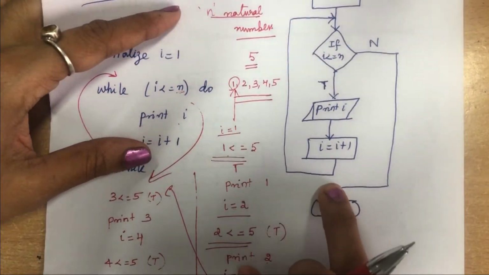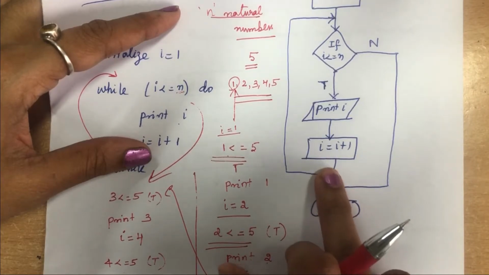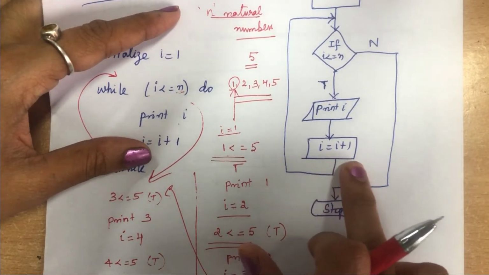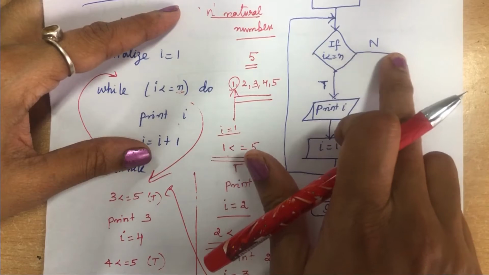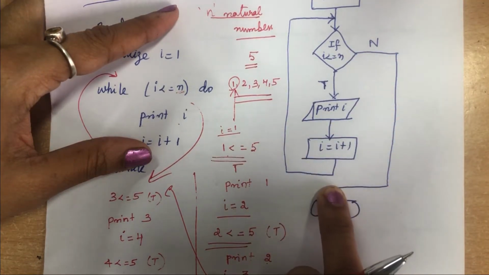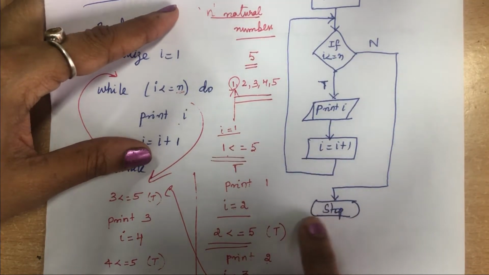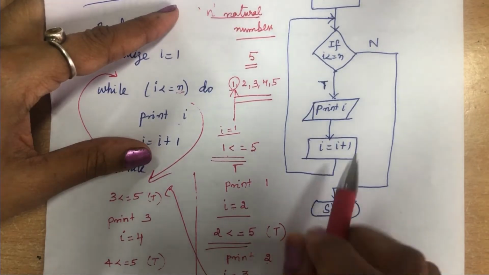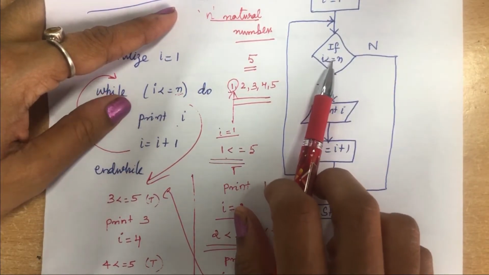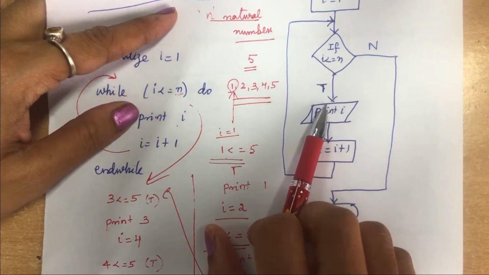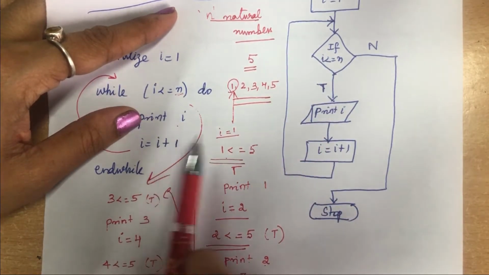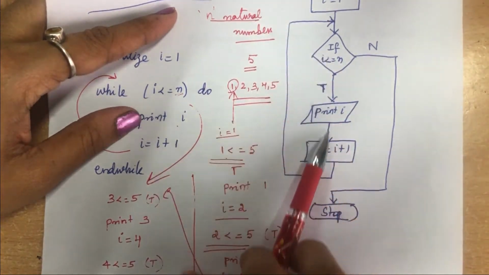You should see here that I am not connecting these two lines. If you connect them, there will be confusion. So if the condition is no, it comes outside and goes for stopping this flowchart. First I check the condition. If the condition is true, I am going to execute the statements again and again.